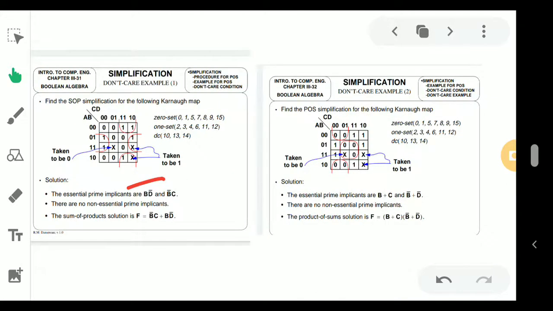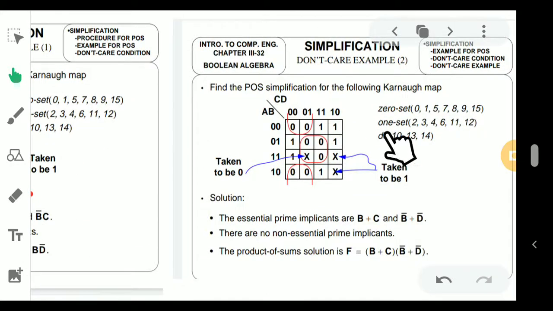They will write this in the form of D, they will see DC, with positions 10, 13 and 14. In the 10th, 13th and 14th positions you put a cross. In the particular positions where the don't care is mentioned, you will put a cross. So you can consider this as a 1 value, or this as a 0 value, and by combining this, you can also simplify these values.